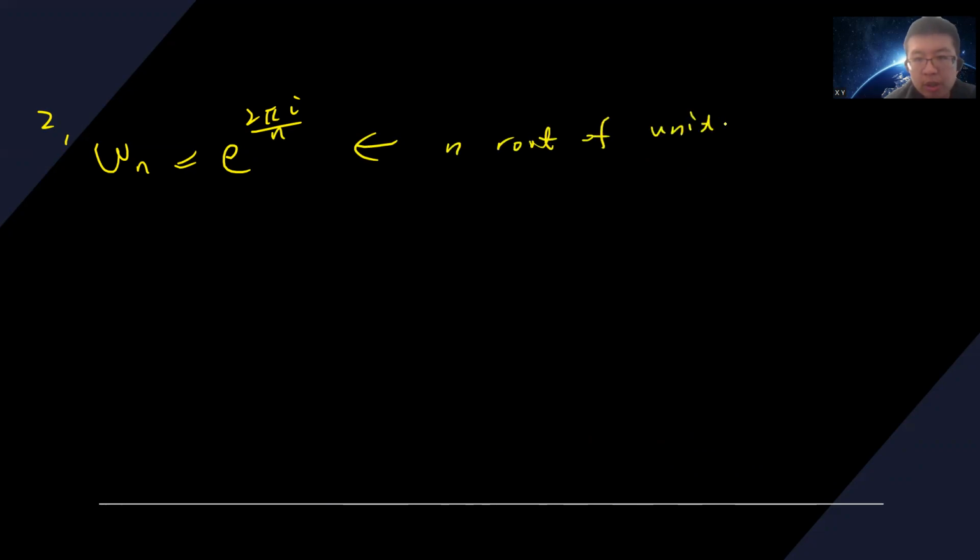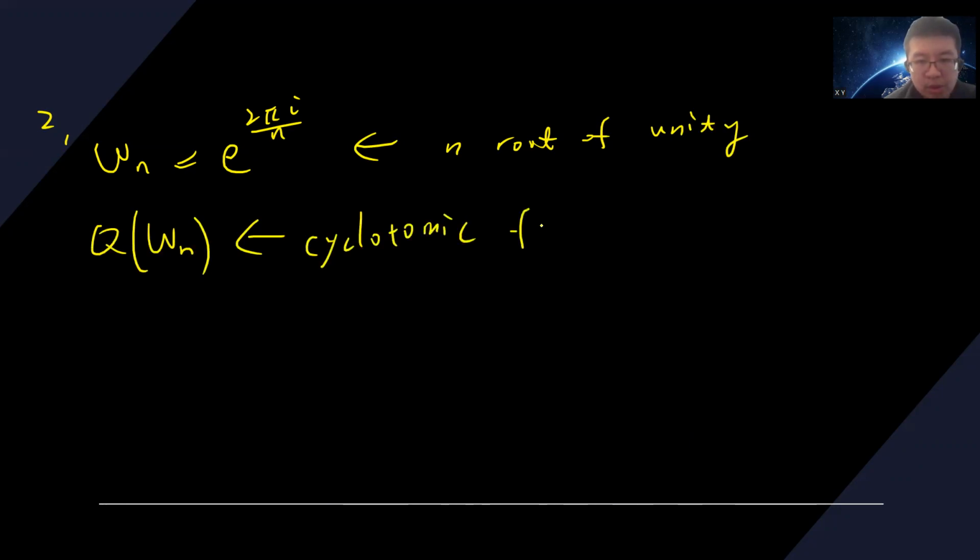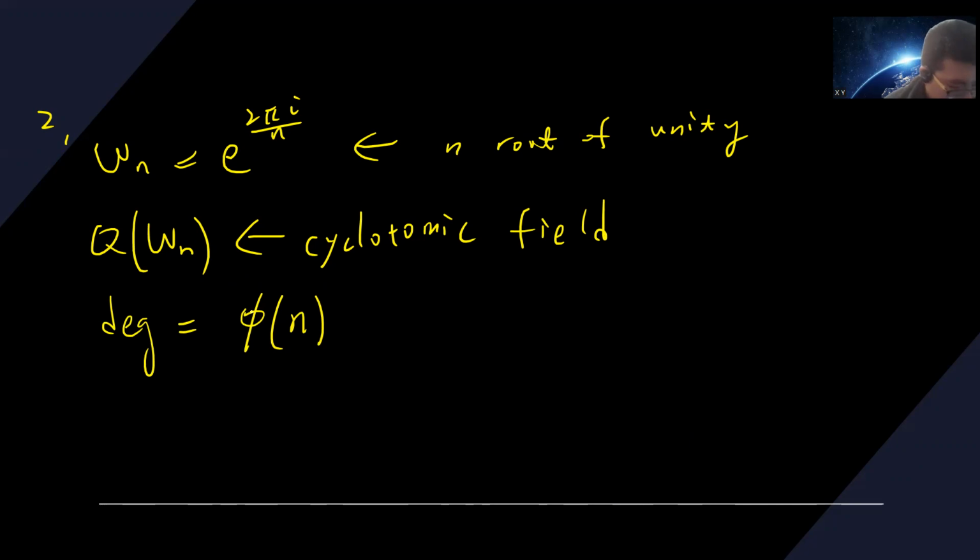The second example is that if you define omega n to be the exponential of 2 pi i divided by n, this is called an n-th root of unity. If you adjoin omega n to Q, this is called the cyclotomic field. This is a famous one. I think everyone knows the degree, right? It's the famous Euler totient function, or Euler phi function. So this is also a number field.